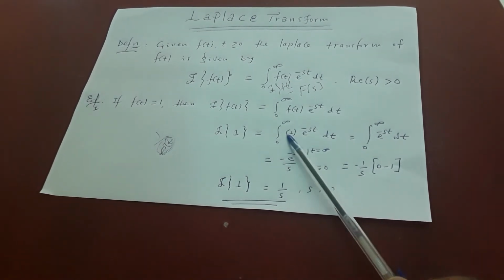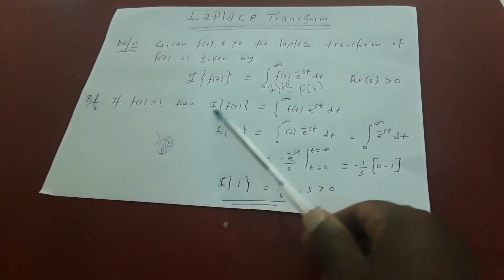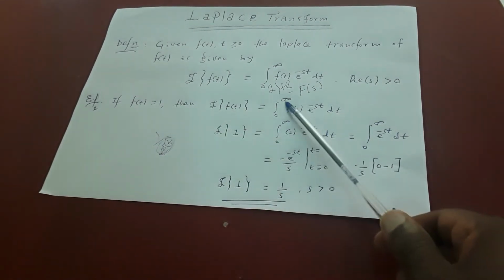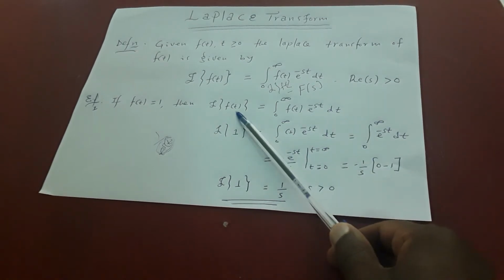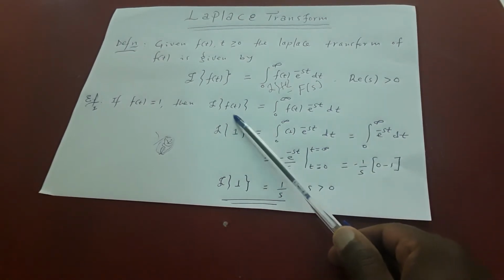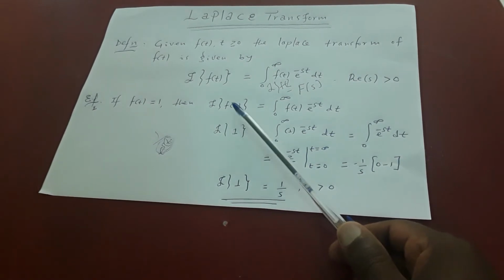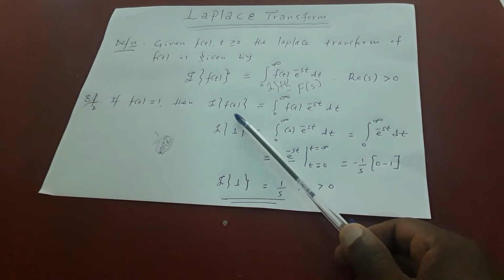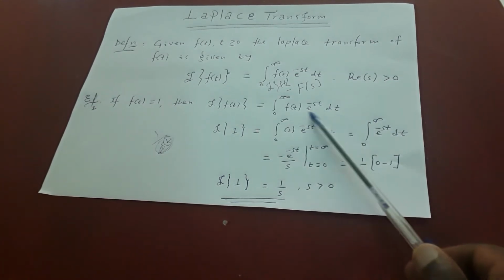Now let's see, using the definition, for a function f of t equal to 1. The Laplace of f of t means the integral from 0 up to infinity of f of t e raised to minus st. This is the definition for any function f. It may be g, may be h, and so on. It might be a function of t, a function of x, a function of y. It doesn't matter, it might be any independent variable.